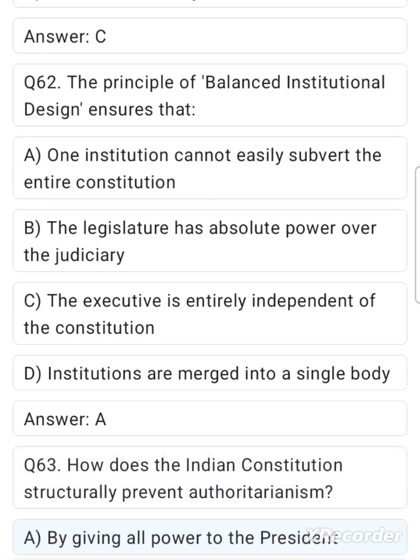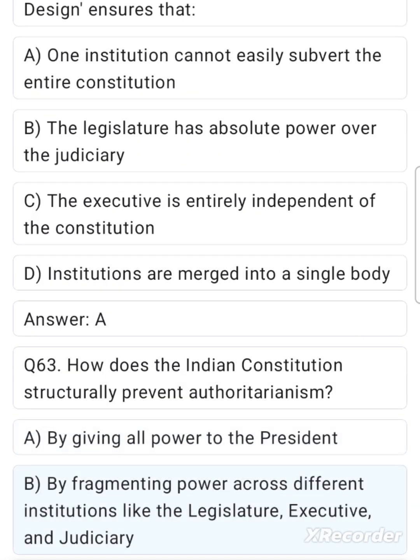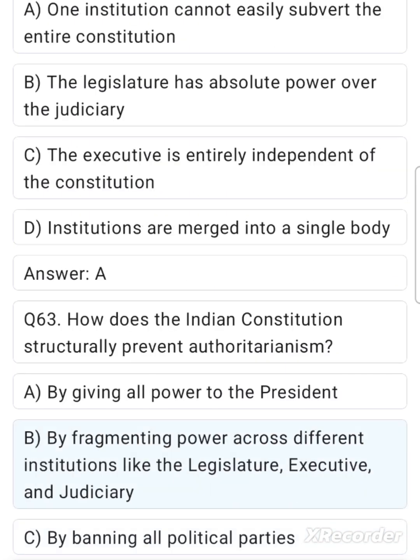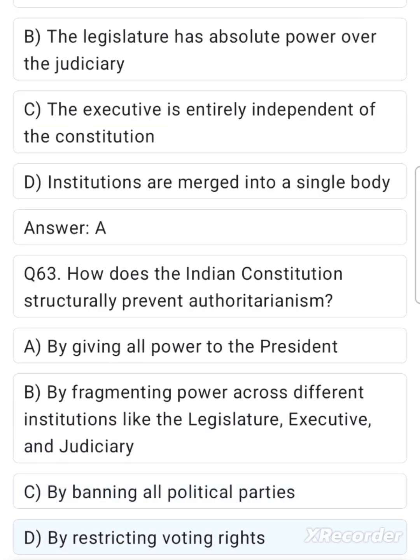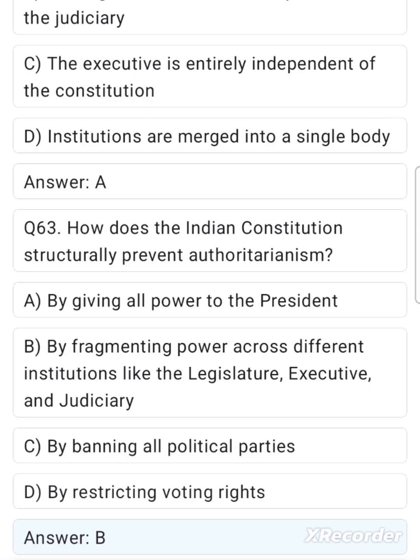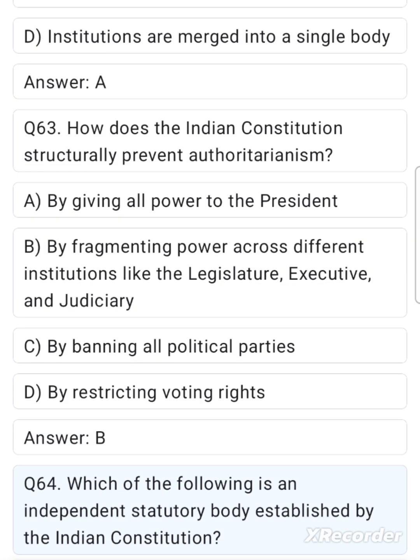Q63. How does the Indian Constitution structurally prevent authoritarianism? A. By giving all power to the president. B. By fragmenting power across different institutions like the legislature, executive, and judiciary. C. By banning all political parties. D. By restricting voting rights. Answer: B.